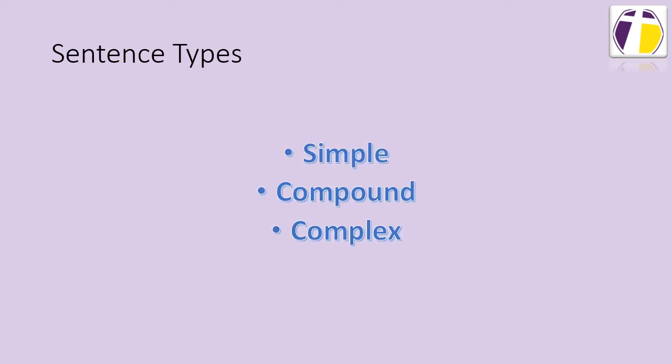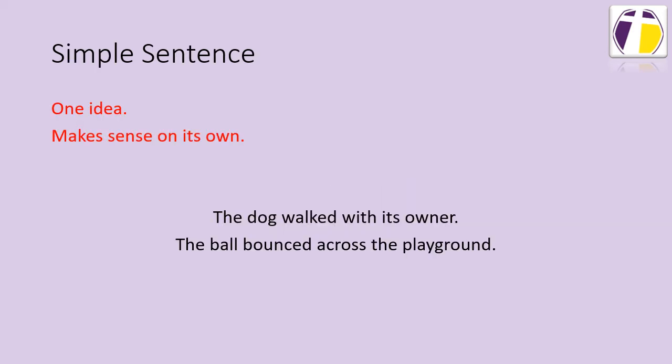As part of English, we've been having a look at simple, compound and complex sentences, which is a key element and something that enhances our writing. A simple sentence has one idea and makes sense by itself. Here are two examples below. The dog walked with its owner. The ball bounced across the playground. Each of these examples has one idea.